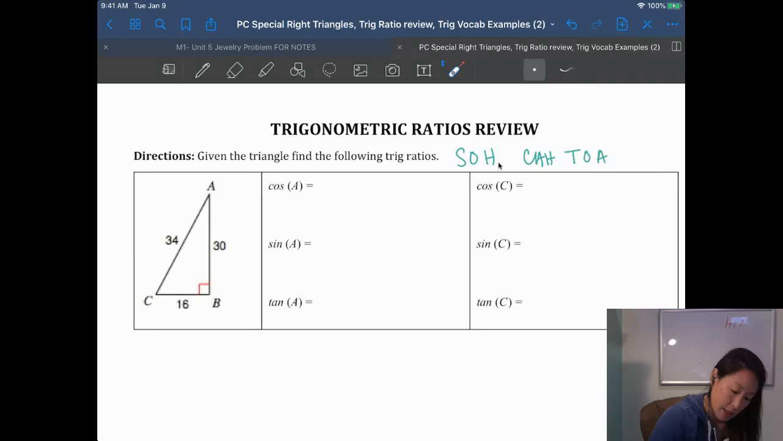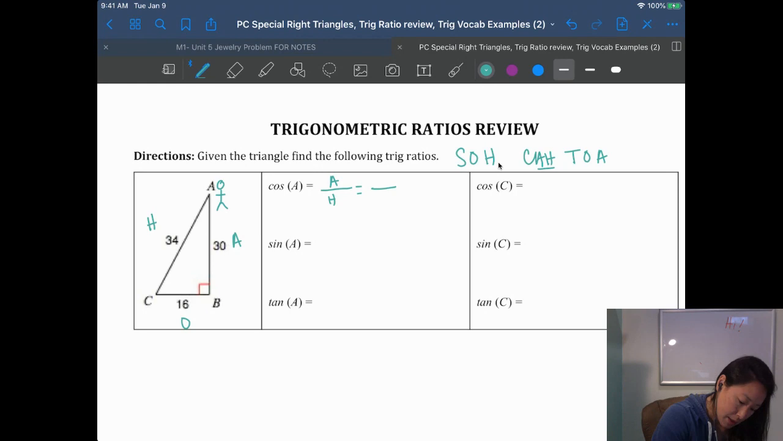So I'm going to take the cosine of A. So I'm going to stand at angle A. And since I'm doing the cosine, I need my adjacent over the hypotenuse. So the adjacent is next to me, but not the hypotenuse. So 34 is going to be my hypotenuse, and the side leg next to me would be 30. Opposite would be 16 across from me. So in angle A, this is my hypotenuse, my adjacent, and my opposite. So 30 is the length of my adjacent, and the hypotenuse is 34.